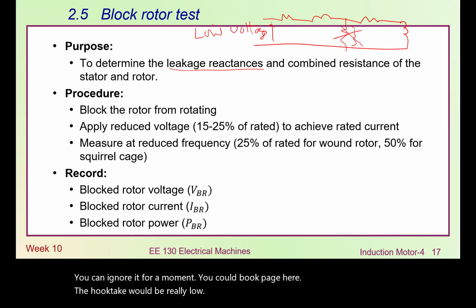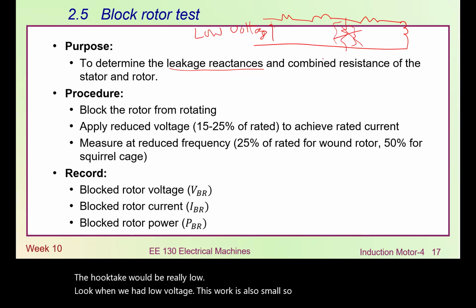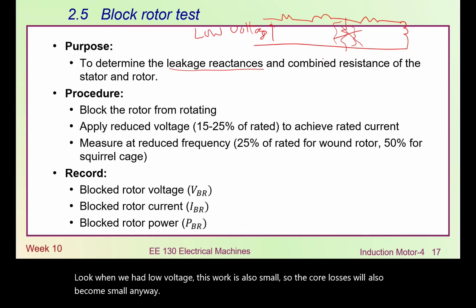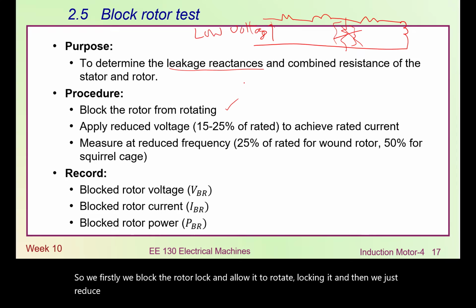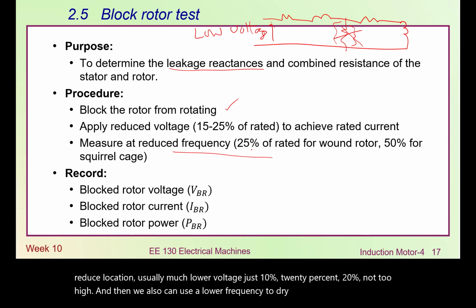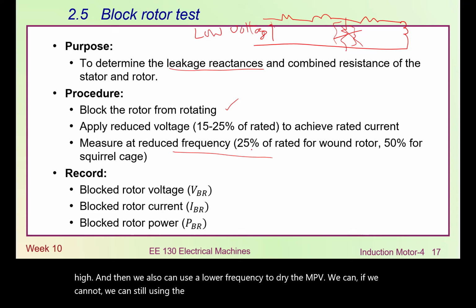When we have low voltage, the core losses will also become small. So firstly we block the rotor, not allowing it to rotate, locking it, and then we reduce the voltage, usually to a much lower voltage, just 10%, 20%, 30%, not too high. And then we can also use a lower frequency to drive them if we can. If we cannot, we can still use the mains frequency to drive them.